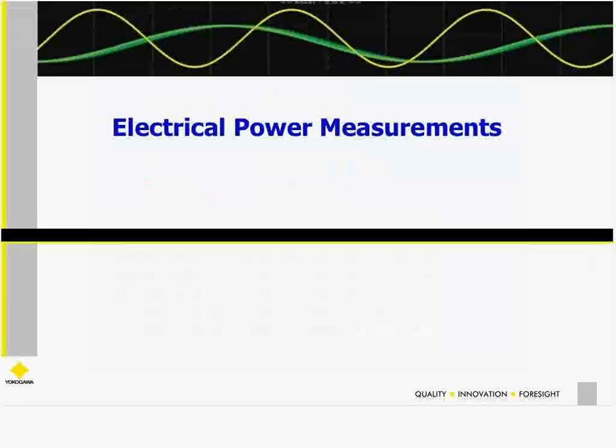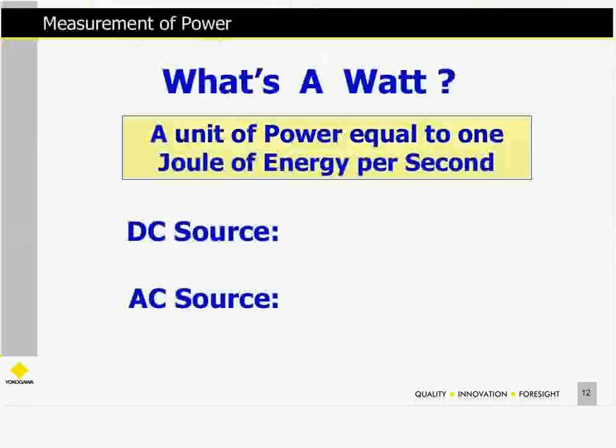So let's get in now to our electrical power measurement. First of all, what's a watt? Well, it's a unit of power which is equal to 1 joule of energy per second.